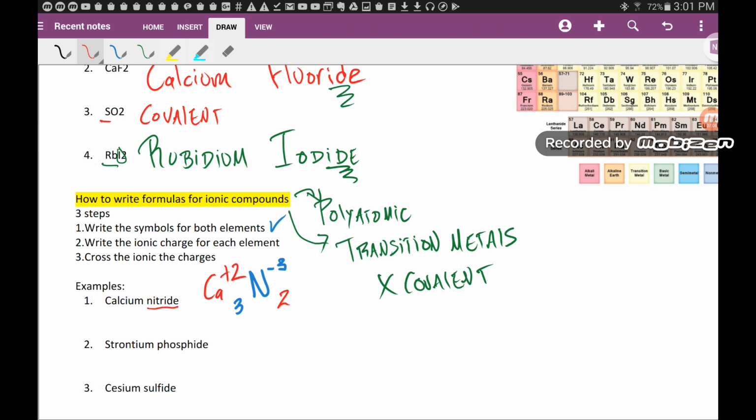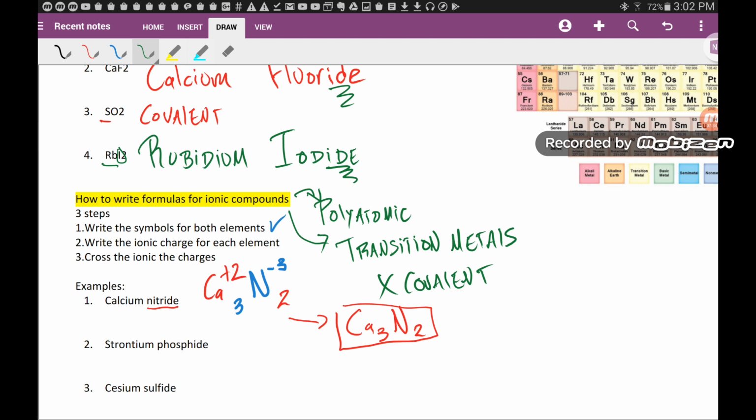And the reason why we cross charges, I'll get to that in a little bit, but let me just tell you that this is your final formula. Calcium 3, nitrogen 2. That is your final formula. This is your answer. Okay, and now why do we do this? We do this to balance this out. The compound has to be neutral.